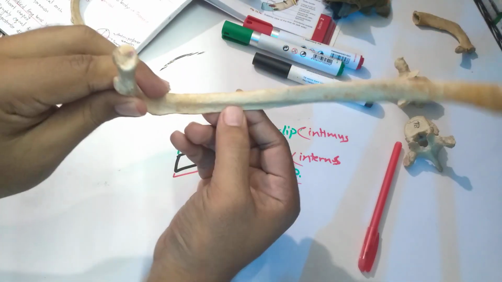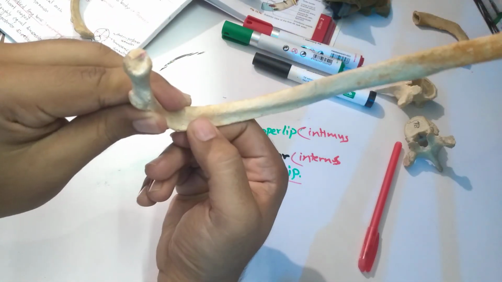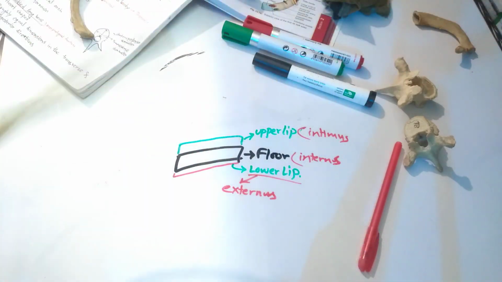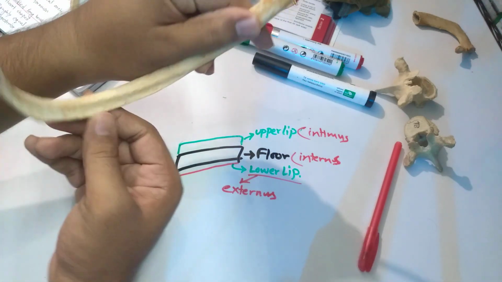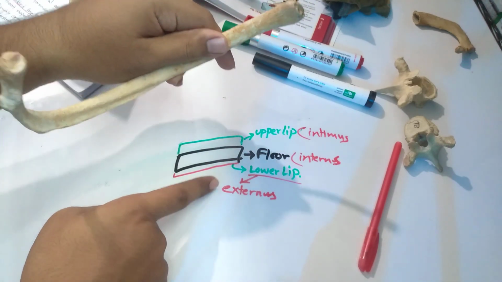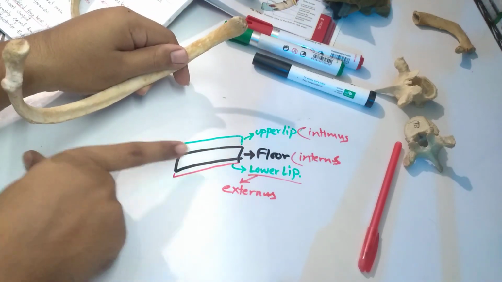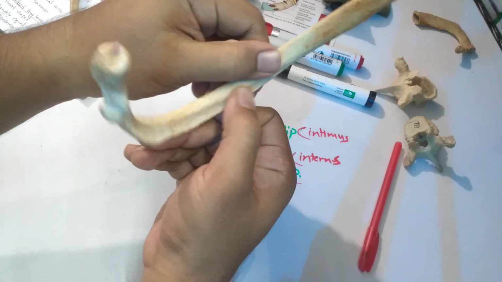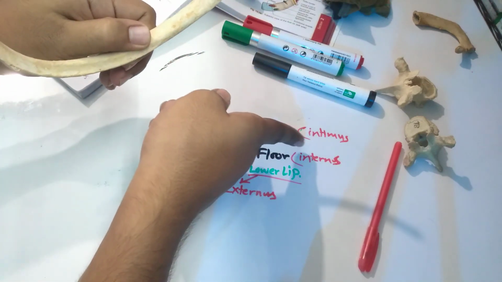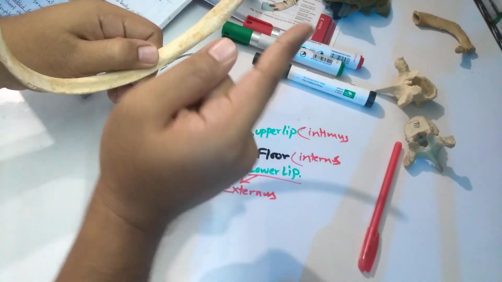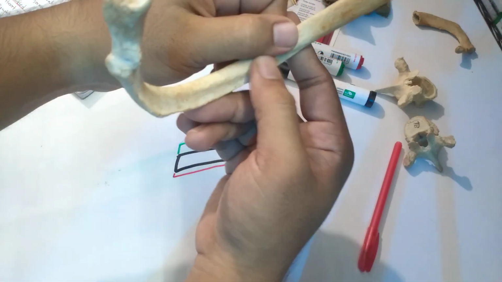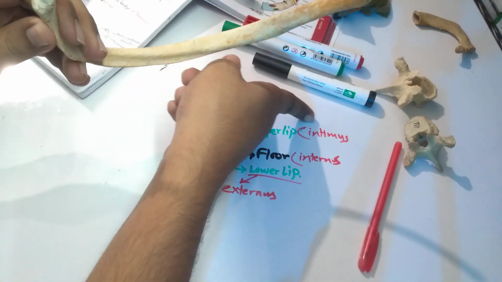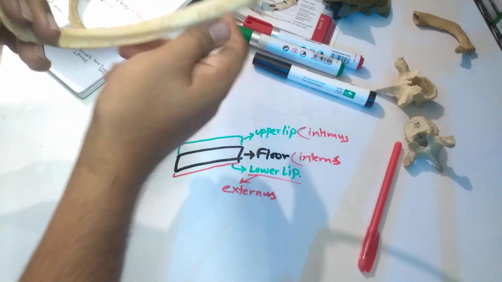The costal groove has an upper lip, a floor, and a lower or outer lip. The externus muscle is attached to the outer lip. Then this is the floor of the costal groove. It has the attachment of the intercostalis internus muscle, and this is the upper lip of the costal groove. The attachment there is the intercostalis intimus.